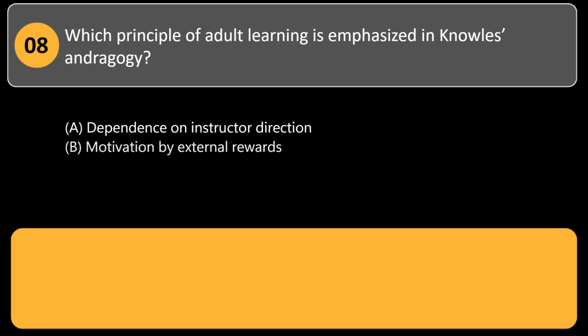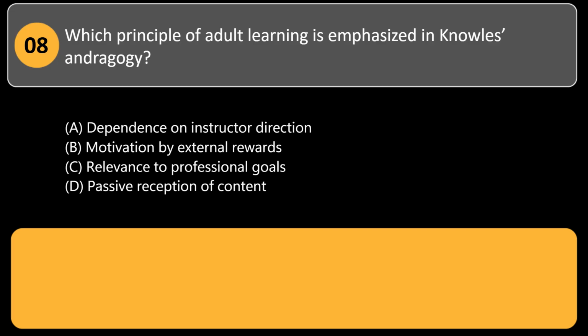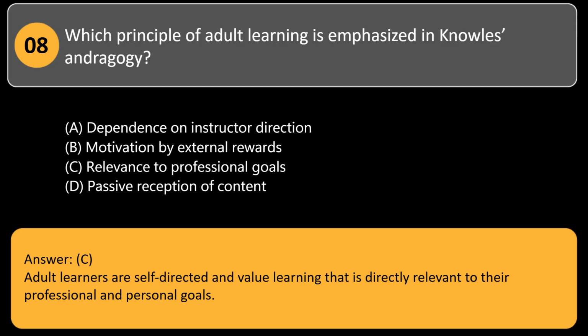Which principle of adult learning is emphasized in Knowles' andragogy? A. Dependence on instructor direction. B. Motivation by external rewards. C. Relevance to professional goals. D. Passive reception of content. Answer: C. Adult learners are self-directed and value learning that is directly relevant to their professional and personal goals.